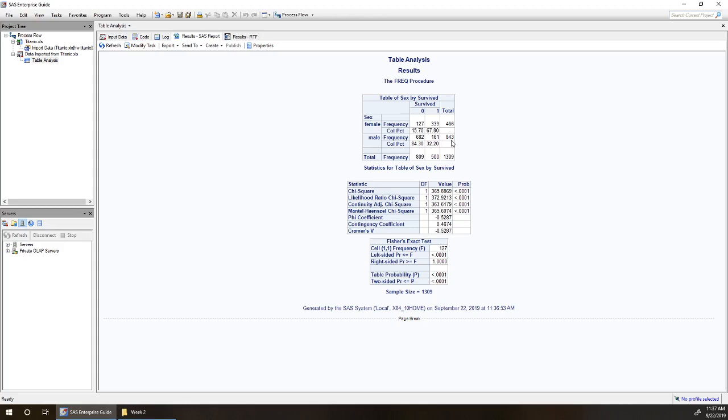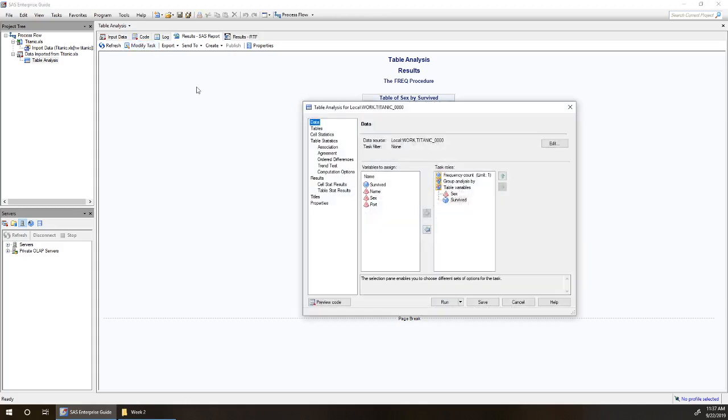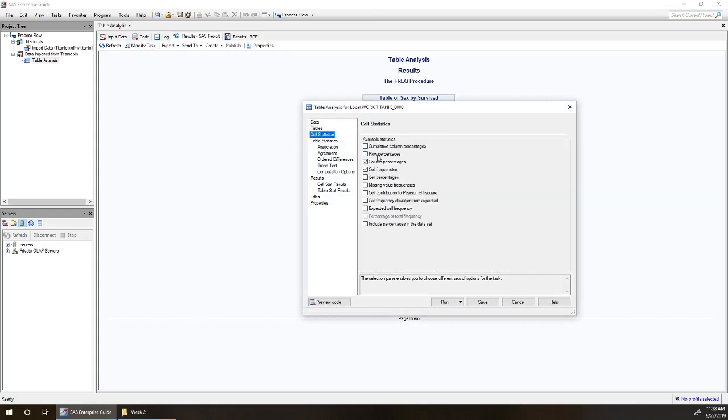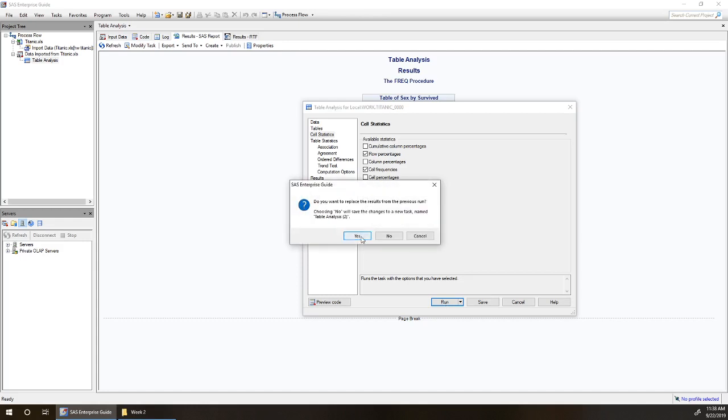Let's change something real quick in order to make this table a little more informative. You can see these column percentages here. These tell us of the people who didn't survive, what fraction were male and female, and of the people who did survive, what fraction were male and female. For me, I think I'd find this more informative if we go in here to tables, cell statistics, uncheck column percentages and put in row percentages instead. Let's see what we get now. Replace our output.